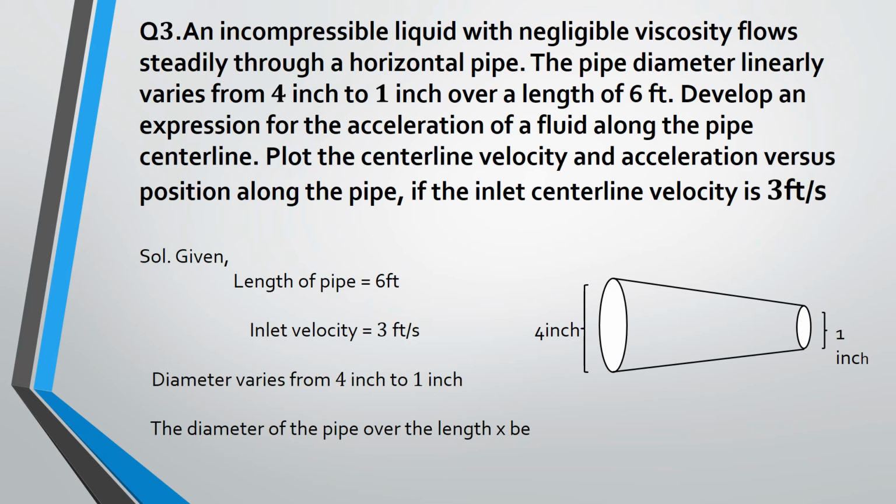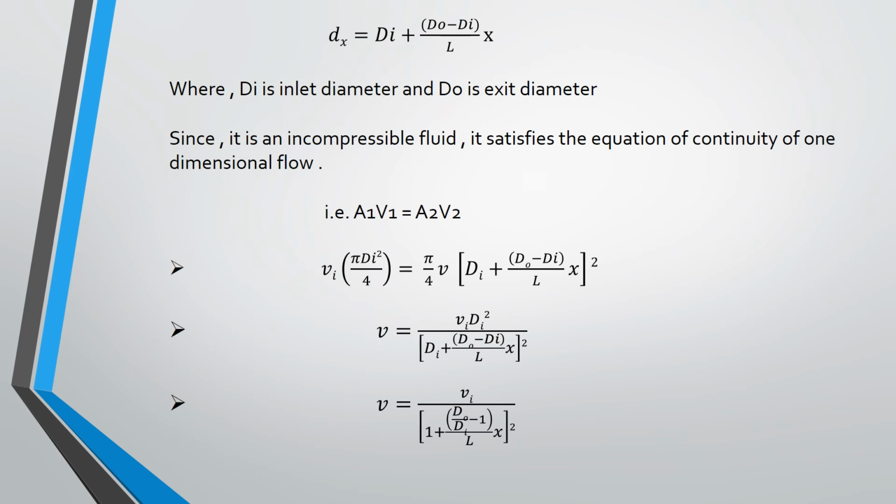In the question, it is mentioned the length of the pipe is equal to 6 feet, inlet velocity equals 3 feet per second, and diameter varies from 4 inch to 1 inch. The diameter of the pipe over the length x be dx equals di plus do minus di by L into x, where di is the inlet diameter and do is the exit diameter.